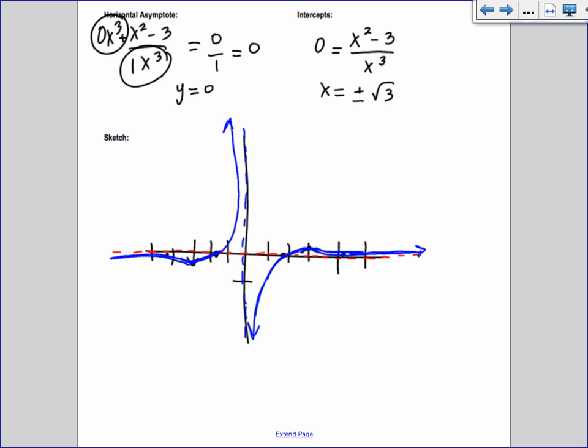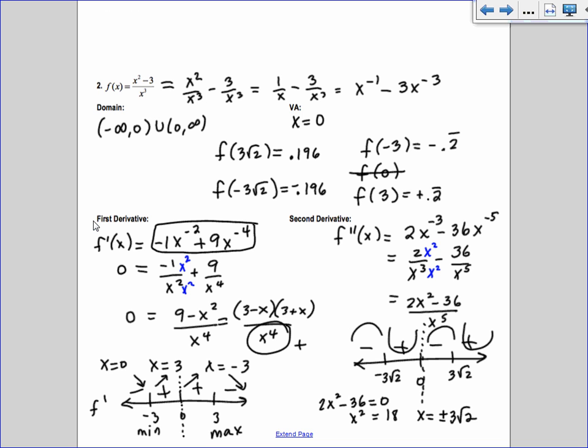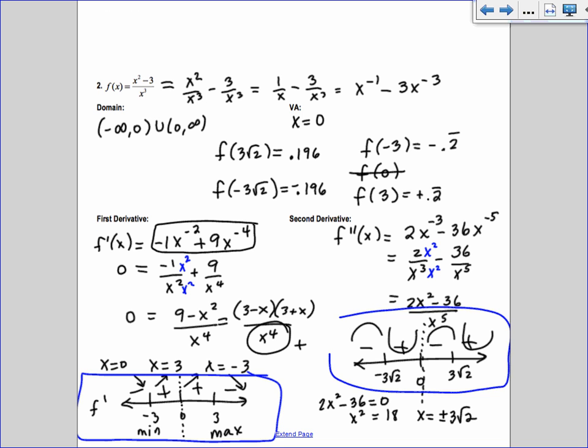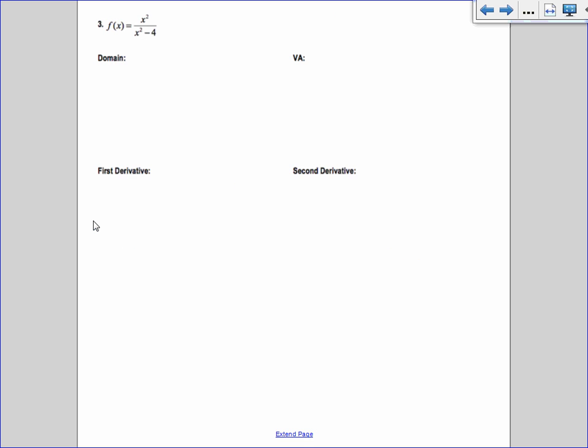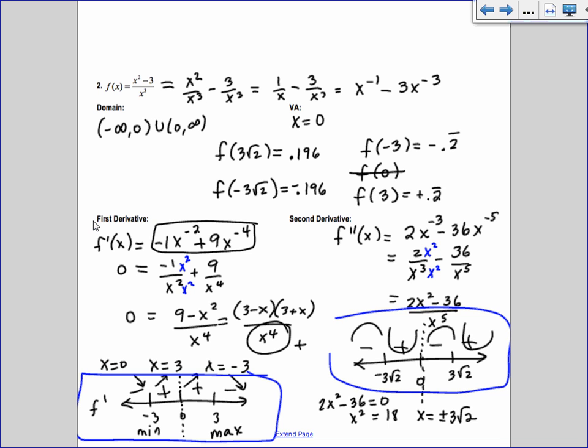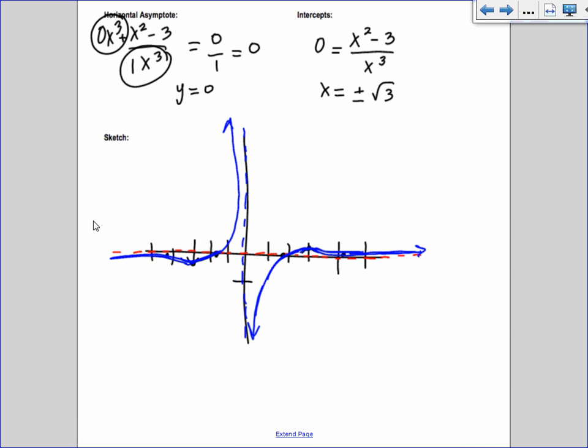Now, does it follow our different things? Does it follow this here and this here? Let's look. Is it decreasing, increasing, increasing, decreasing? So down, up, up, down. Does it do that? Yeah. Down, up, up, down. Does it do concavity? Concavity: down, up, up. Point of inflection's right in here somewhere.